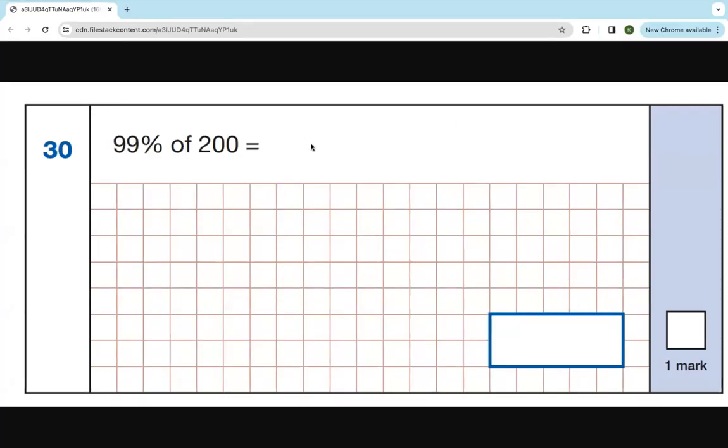So 99% of 200. Remember, 100% of something is all of it. 99% isn't quite. So what you can do is use your 10 times tables here, because what's 100 take away 99? Have a little think there. So we've got 1.